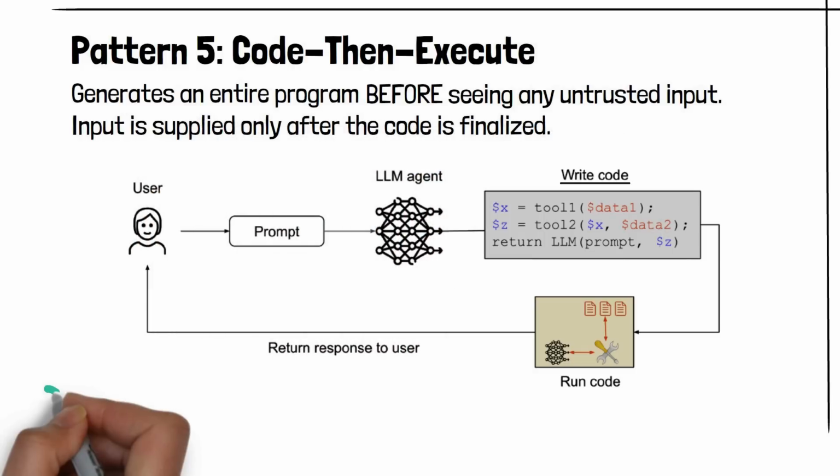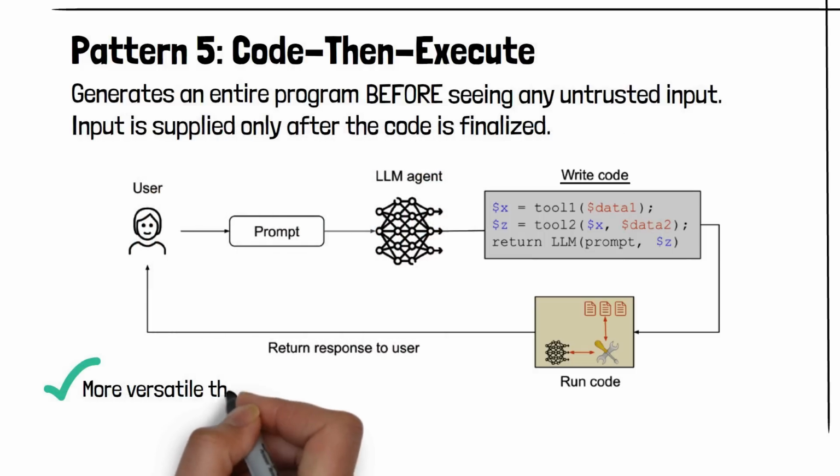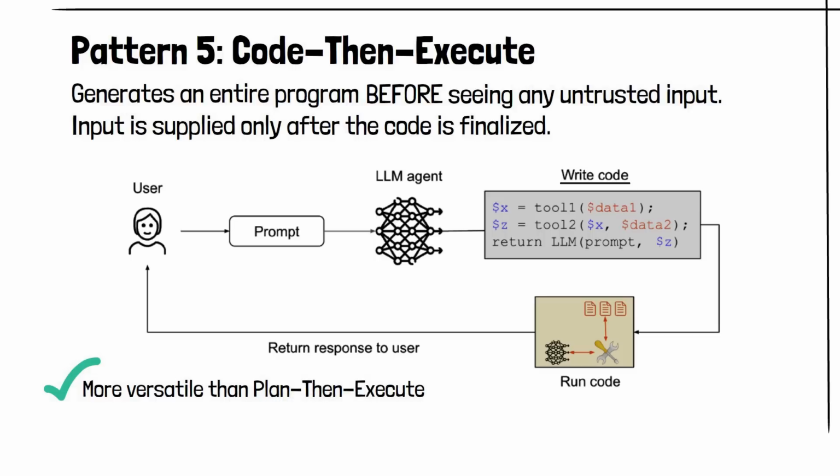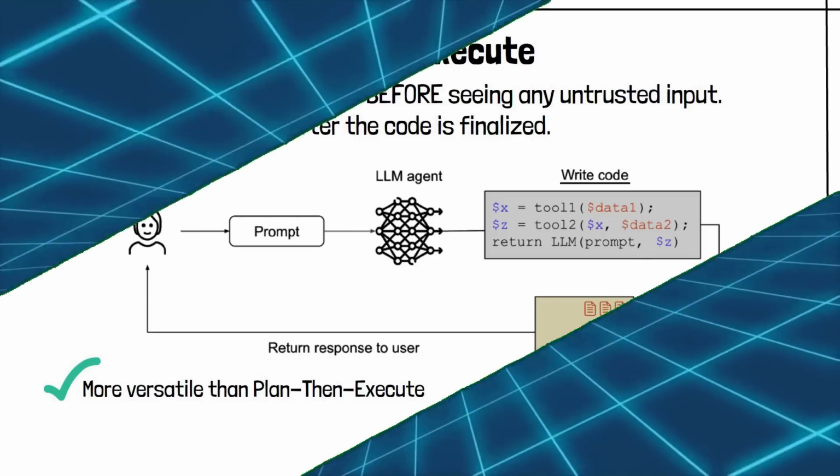This approach is more versatile than plan then execute, because the generated code can include loops, branching, and in general more complex logic, making it possible to handle more complex operations. Not quite as flexible as React, where the LLM can decide its next action based on seeing the complete output of the previous tool, but good enough for many tasks where branching and the different options are predictable.